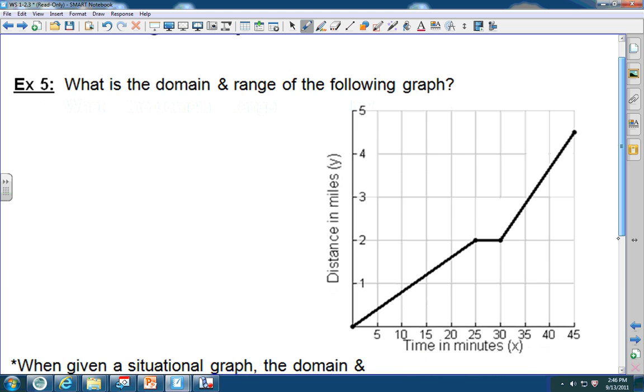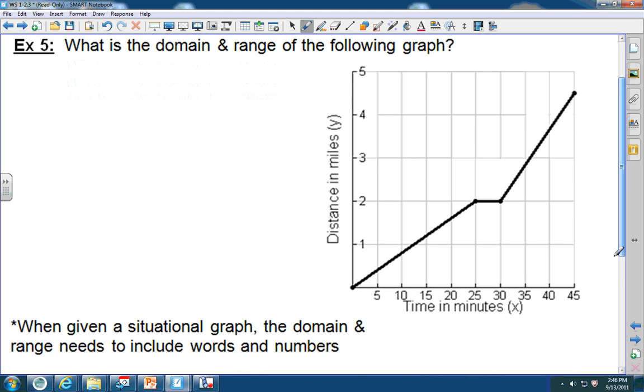Next, talking about domain and range when we have a situational graph. Situational graph, when we have a graph that has labels on it, that's telling us what these numbers mean, when we do domain and range, we have to include words and numbers. The first thing I tell my students to do is when we see down here on the graph, I know that X is domain, so I say to write domain before I read any of the questions. I know that Y is the range, so I'll write range here. You can do that with independent and dependent as well. This way, in case you freeze up on a test question, you can come back and it kind of helps trigger your memory.